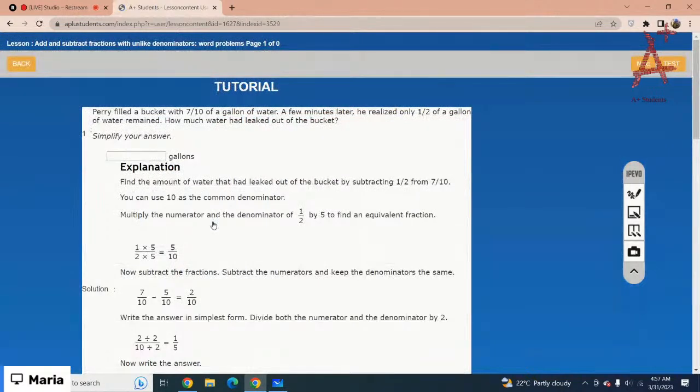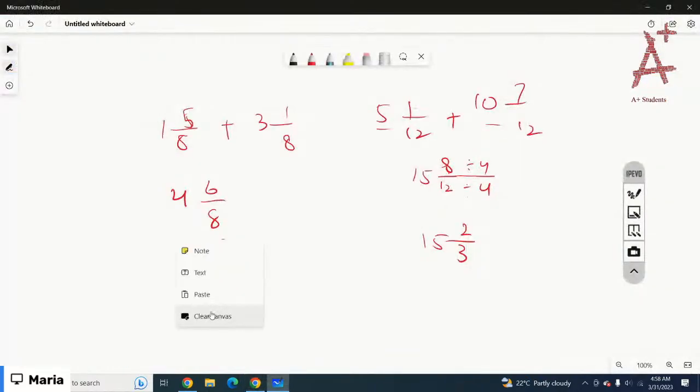Perry filled a bucket with 7 by 10 of a gallon of water. A few minutes later, he realized only half of a gallon of water remained. How much water had leaked out of the bucket? So the total water is 7 by 10 and now you're left with 1 by 2. So that means the bucket is leaking. You need to calculate how much water had leaked out of the bucket. So just subtract the remaining water from the total. It would be 7 over 10 minus 1 over 2. Got it? You need to do 7 over 10 minus 1 over 2.